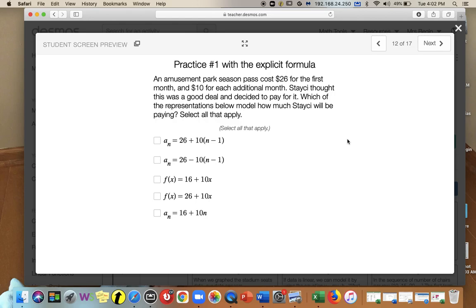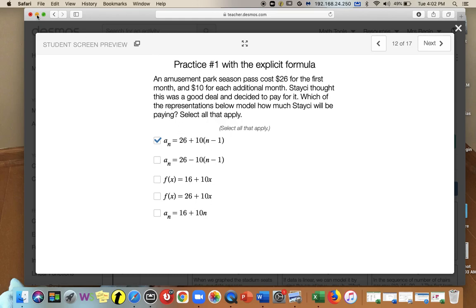An amusement park season pass costs $26 for the first month and $10 for each additional month. Stacy thought this was a good deal and decided to pay for it. Which of the representations below model how much Stacy will be paying? Select all that apply. All right, so our starting month is $26, so it could be the first one. And we're adding 10. All right, so we know it's going to be the first one, not the second one. That's subtracting 10. And then we could simplify.